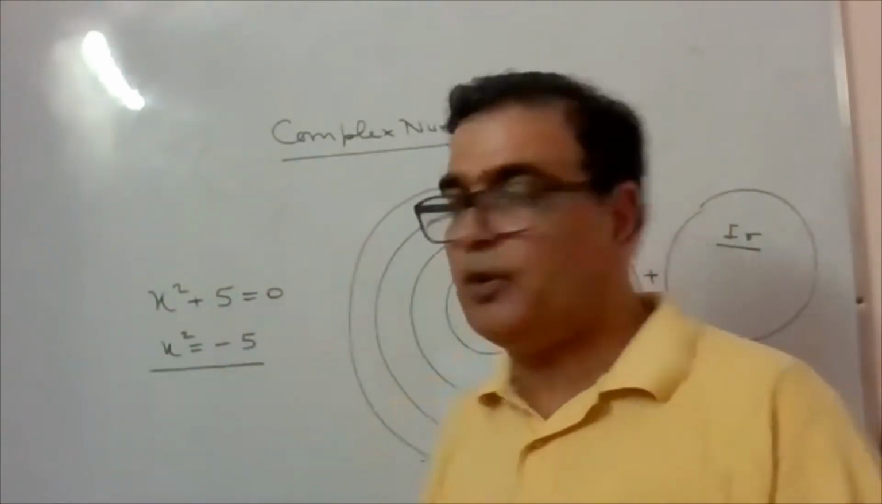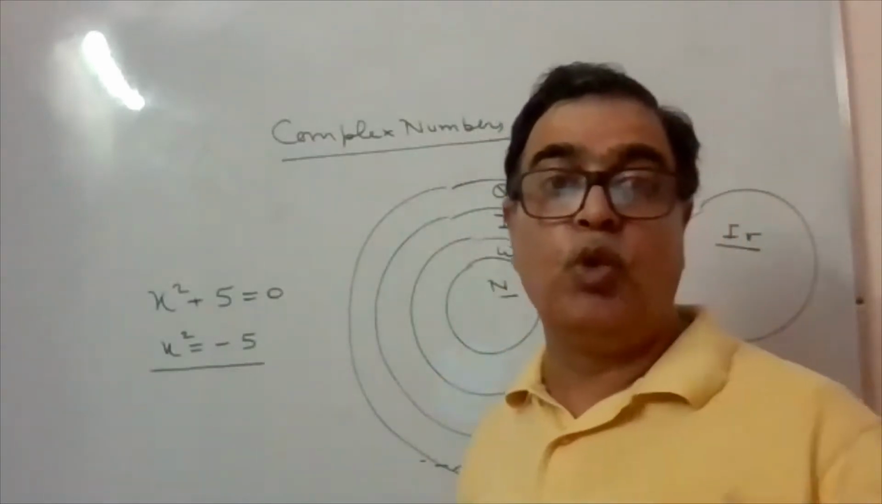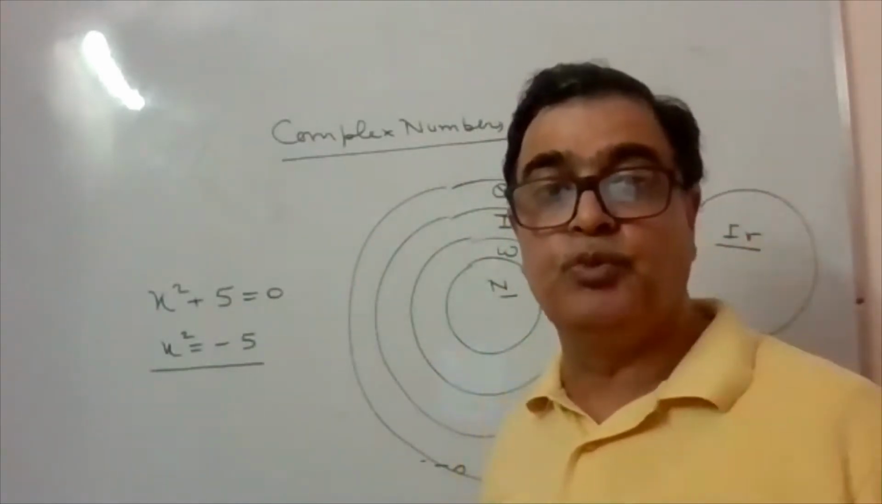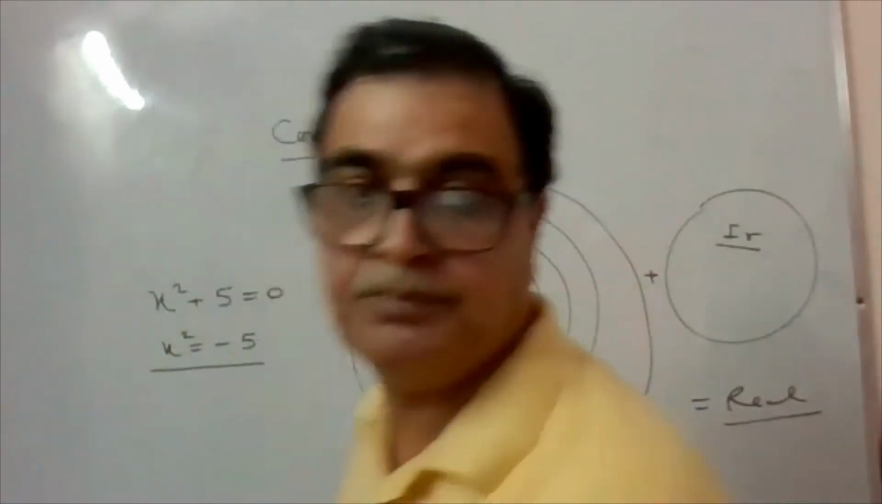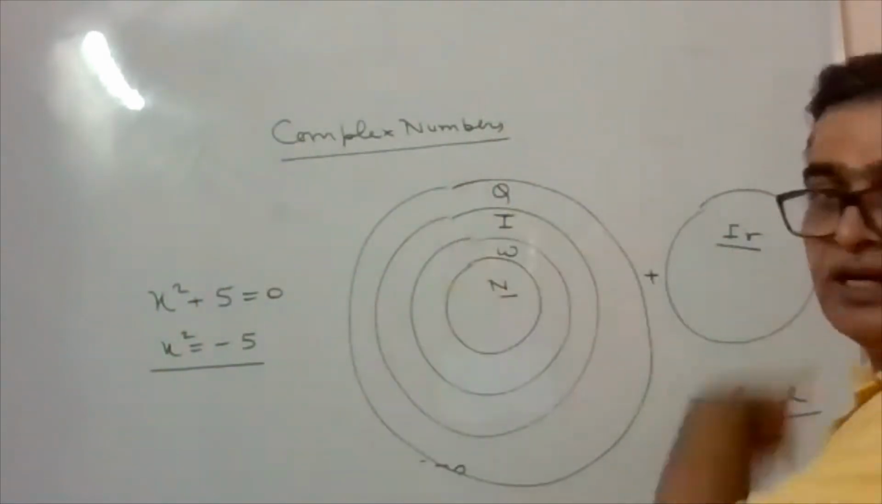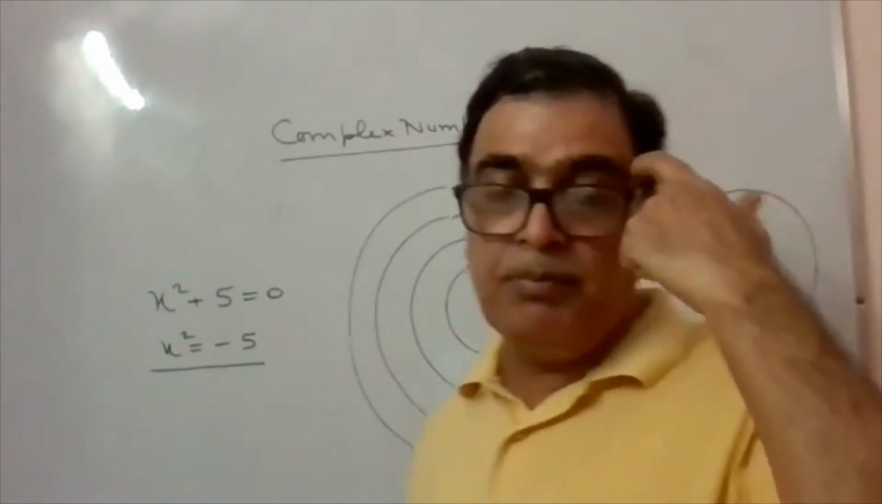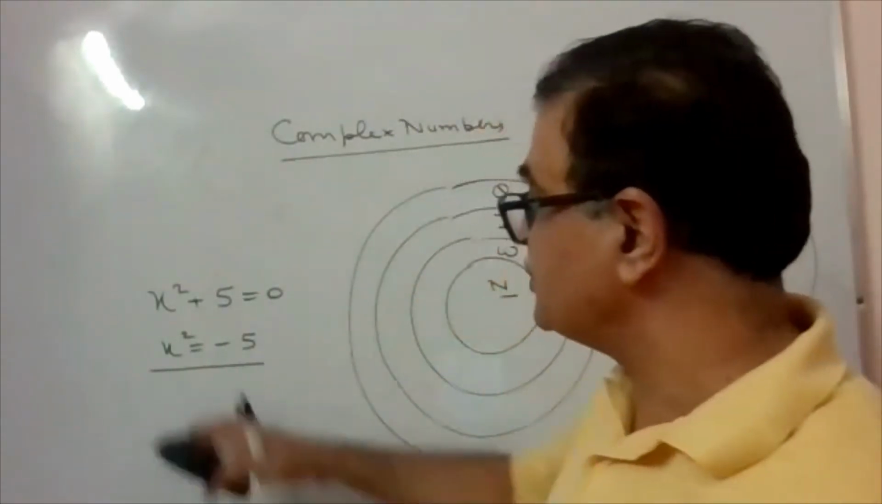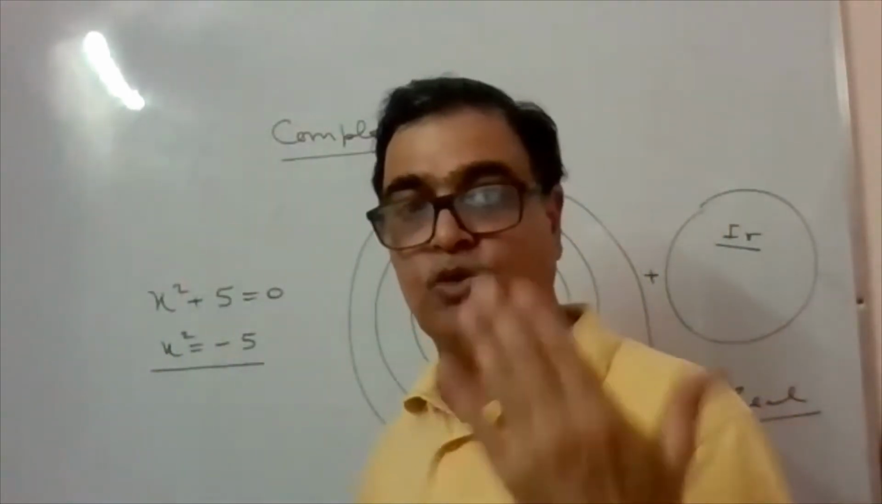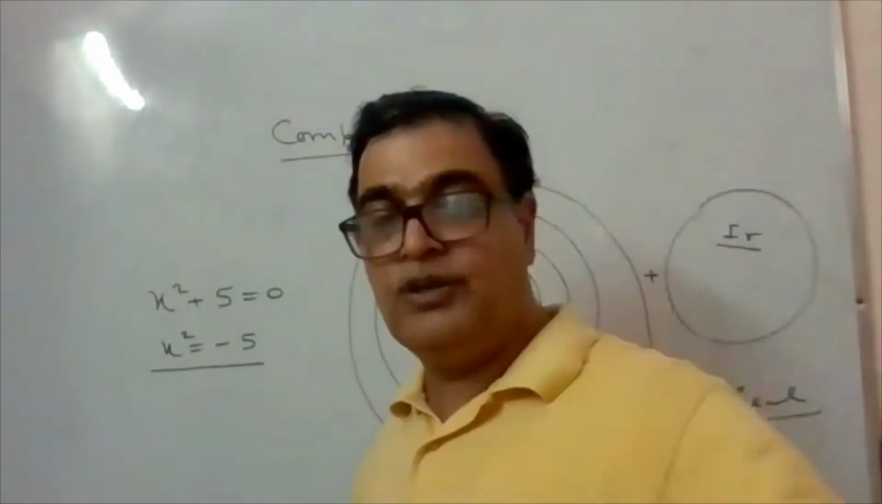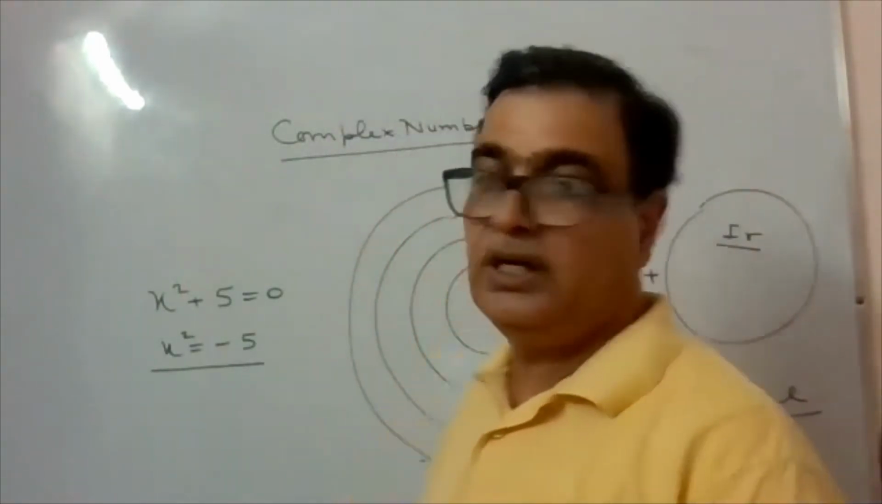So if that is not possible at all, it means you need more numbers now, or you should improve your number system. Till now we have the real numbers till 10th class, but now we want some number whose square also comes out to be negative. So that's why we have to extend the number system now.